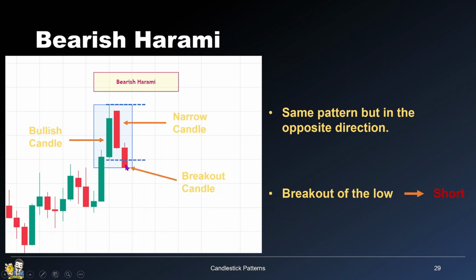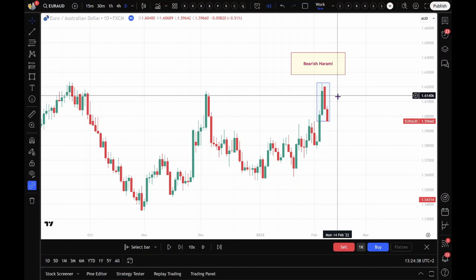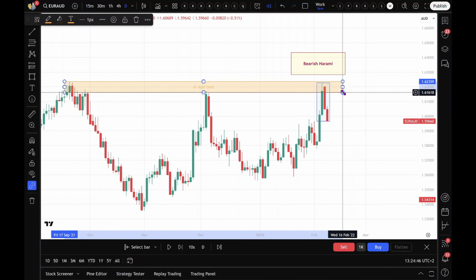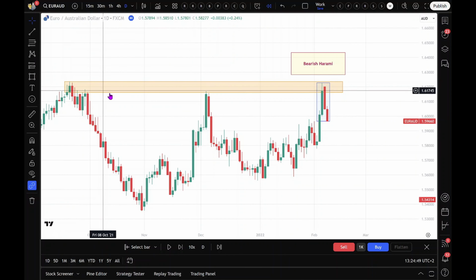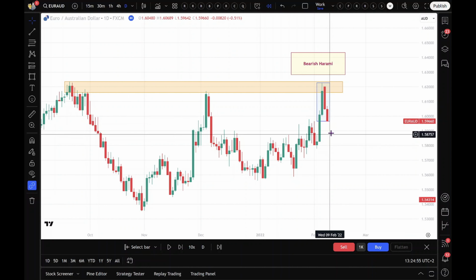The signal is the same. When the last candle is broken, we enter a short position. So here, we have a bearish Harami. We can see that this bearish Harami is forming at a previous resistance level, which has already been tested twice. This third test could also be a reversal signal.